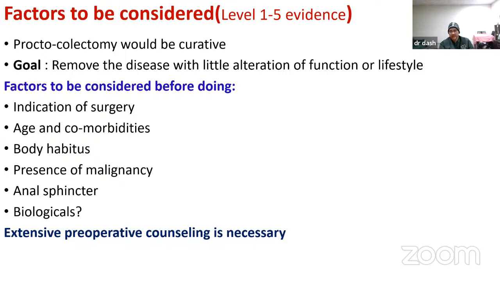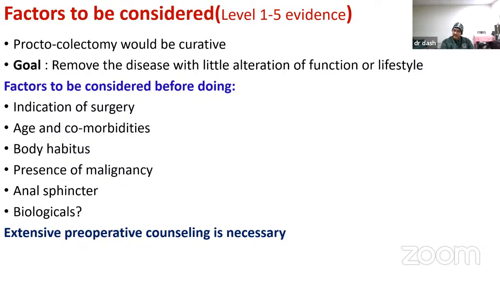The indication of surgery, emergency or complications, or the routine. What was the indication of the surgery? Age: in the elderly, obviously, we don't prefer a pouch in some of the patients. For example, I'm just citing the examples, the comorbidities, the people who are bedridden, the decision is different. If the patient is obese or morbidly obese, the decision is different. If there is presence of malignancy, the extent of resection changes. And a very important point is the anal sphincter function.